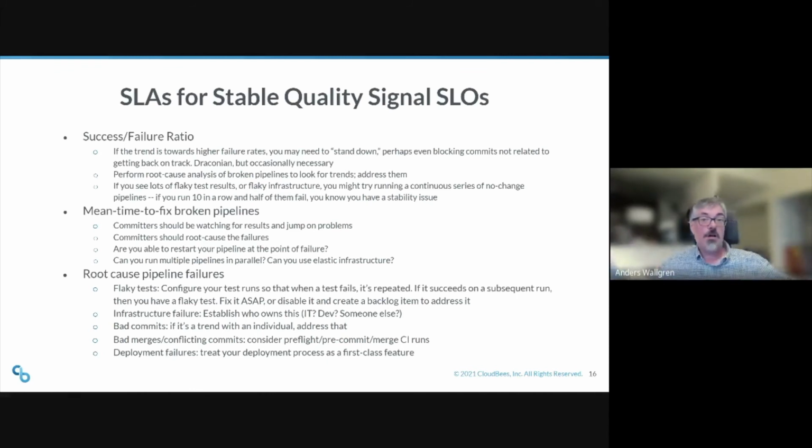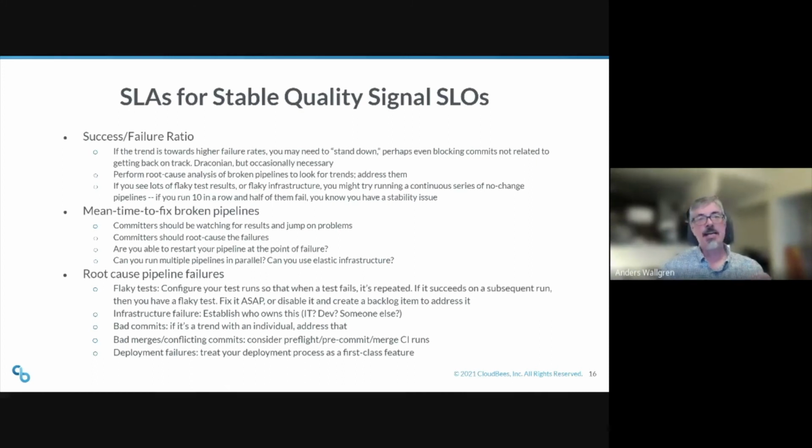If you're dealing with a longer pipeline, are you able to restart your pipelines at the point of failure? If you don't have to do a code change to fix a pipeline failure, and the tooling that you're using allows you to restart a pipeline at an earlier stage and not go all the way back to, say, CI, God forbid, consider that. And if you can't do that, maybe the action you want to take is to invest in it. Also, can you run multiple pipelines in parallel? While one pipeline is running, can I start another one that has the fix? And can I use elastic infrastructure to take advantage of that?